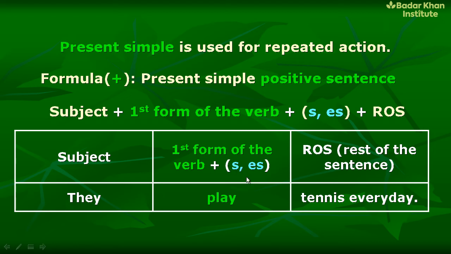Here I have mentioned SES. The question is that when do we add ses to the verb? If the subject is he, she, it or singular, we add s or es to the main verb. If the subject is I, you, we, they or plural, we don't add ses to the main verb.